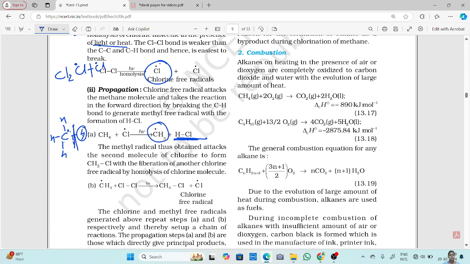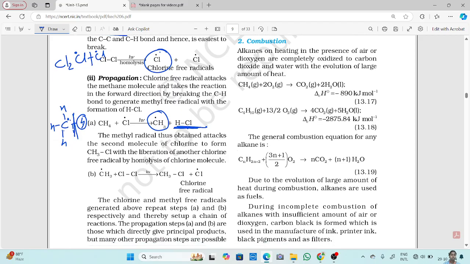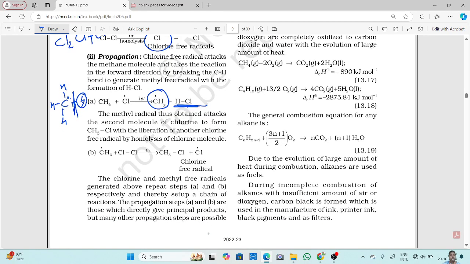Now the methyl radical thus obtained attacks the second molecule of chlorine to form CH3Cl with the liberation of another chlorine free radical by homolysis of the chlorine molecule. Here this CH3 will attack another Cl2 molecule, break it, and take one of the Cl with it, forming chloromethane and leaving the Cl radical. This Cl radical again will go and form a methyl radical. Again this methyl radical will break a Cl2 and this chain will continue.